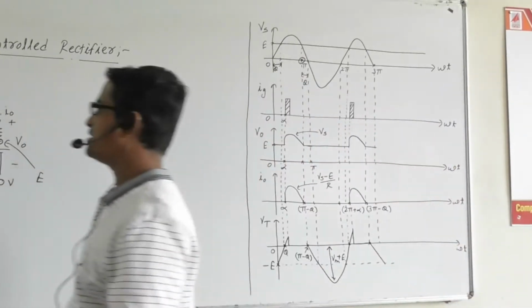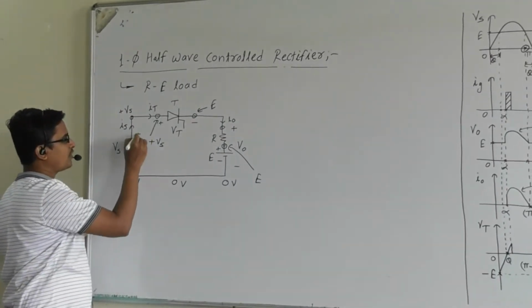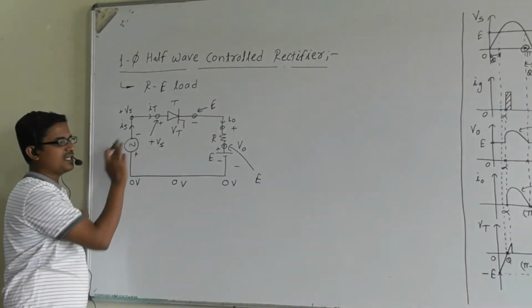Now let us check when VS is negative. When VS is negative, what does that mean? Here it is plus, and here it is minus.